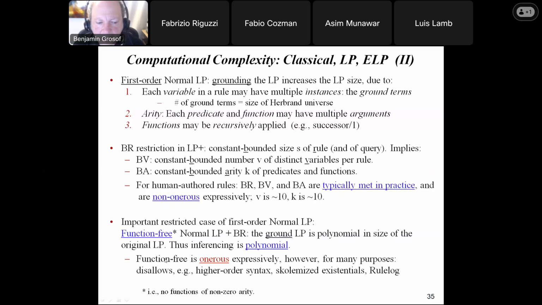However, prohibiting functions is pretty onerous expressively for many purposes. It disallows, for example, higher order syntax, therefore efficient defeasibility, Skolemized existentials, RuLog, and a number of other things.